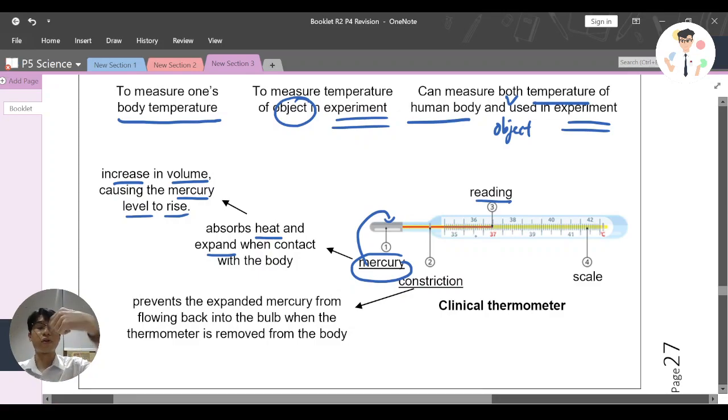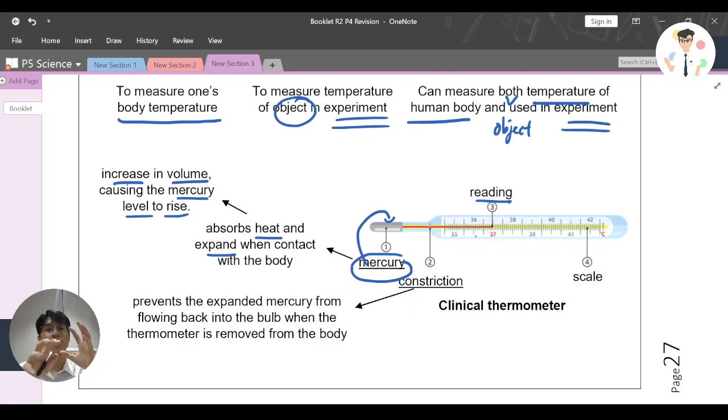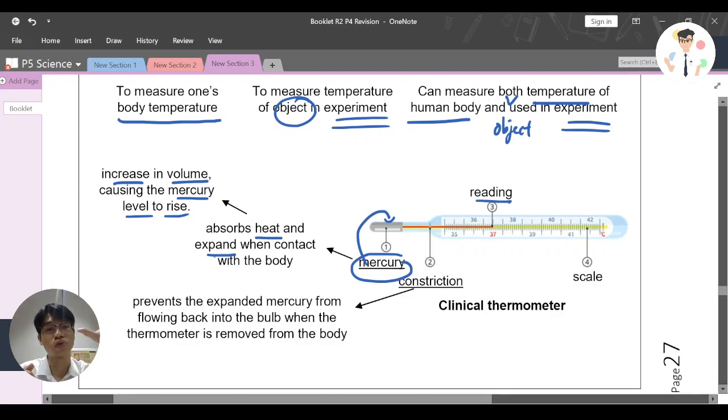Then you take it out. For example, you just put it here, you measure, then you take it out. When you take it out, of course, it has lost heat already, so the mercury level will go down. But of course, we don't want it to go down so fast, because we want to read it. If it goes down before you read it, you would need to hold and read it quickly like this.